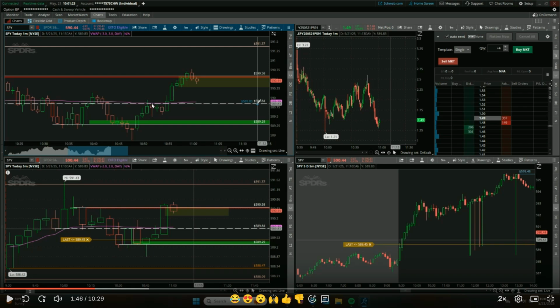Although I don't know. I don't think I would have lasted past this pullback right here. I probably would have sold right at the top of here. So it is what it is. Anyway, I digress. This is a trade that I want to evaluate.